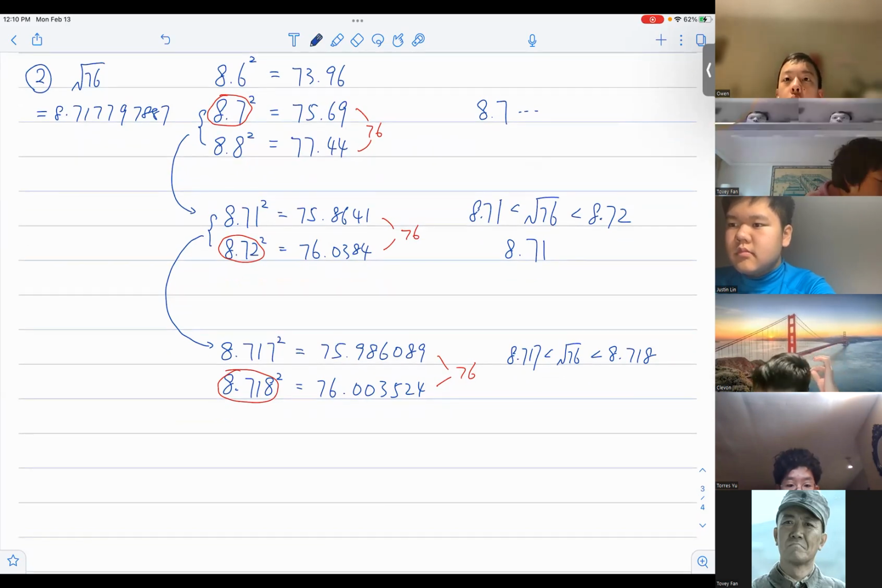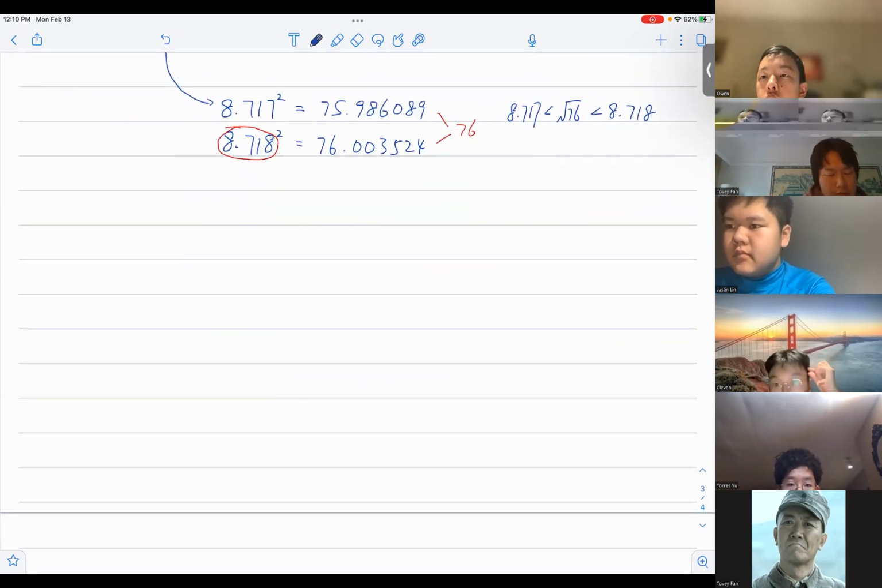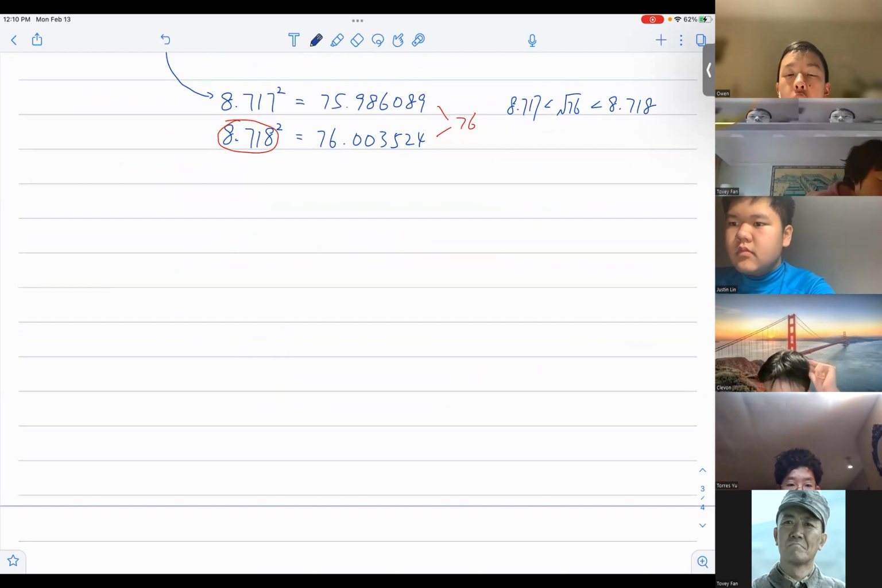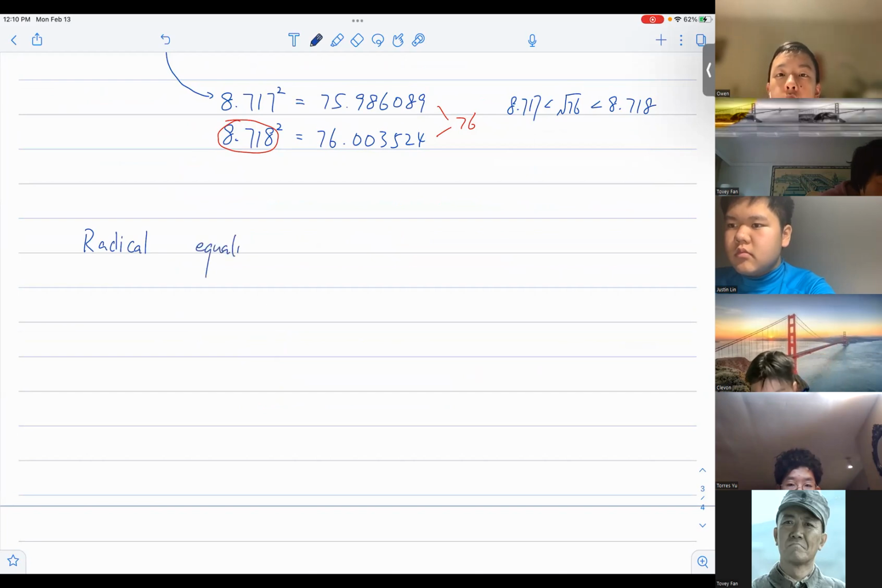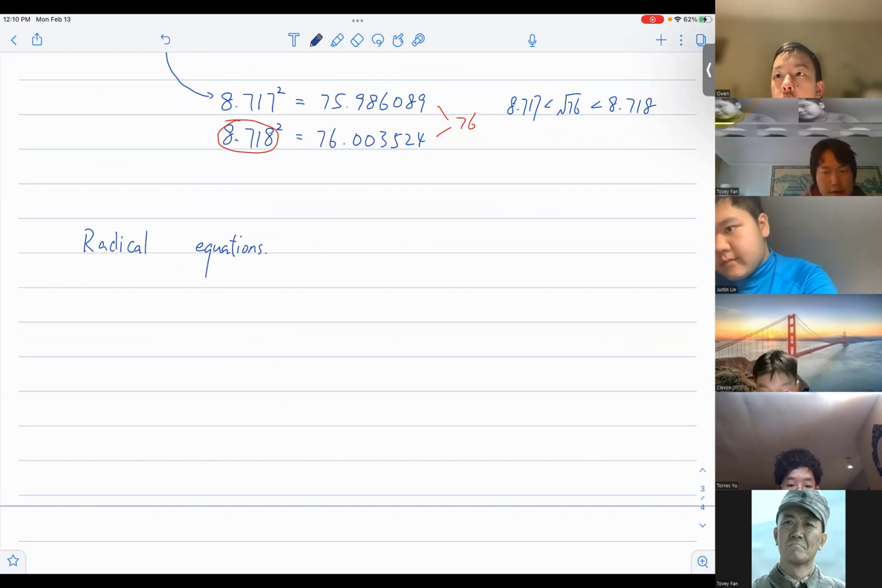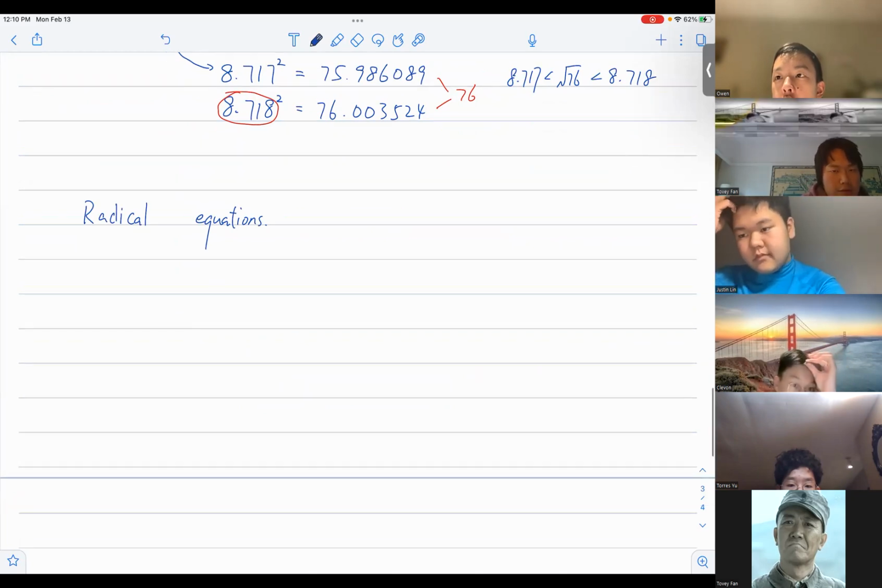Yeah, so this is how to estimate the value, and then let's move on to radical equations. So radical basic and multiplication and stuff. If you guys understand, let's talk about radical equations. I haven't seen your homework for radical equations, so maybe you haven't moved on to there. Okay, so let's just do some examples and see how we solve radical equations.